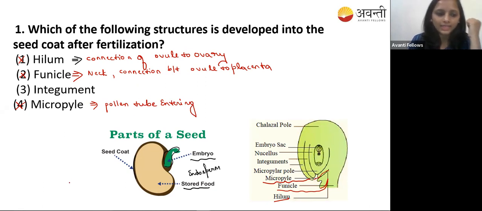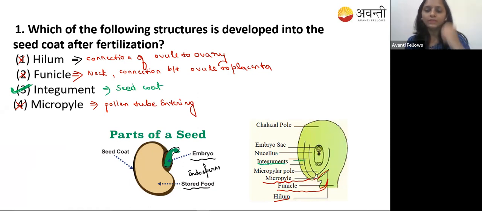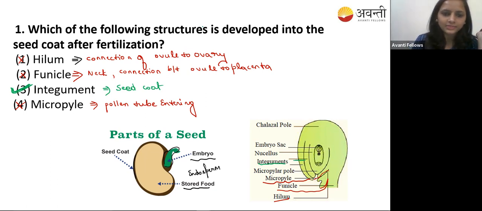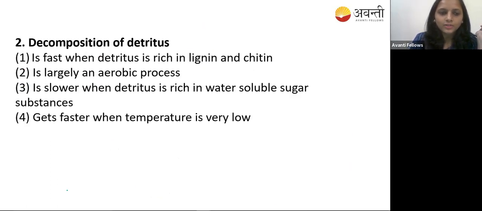The correct answer is option three, the integument. The integument will form the seed coat. The integument is the outer coat, and after fertilization it will form the seed coat. Here you can see the integument, the outer coat, which will form the seed coat. It is thick in structure. Fine, so let us go to the next question.